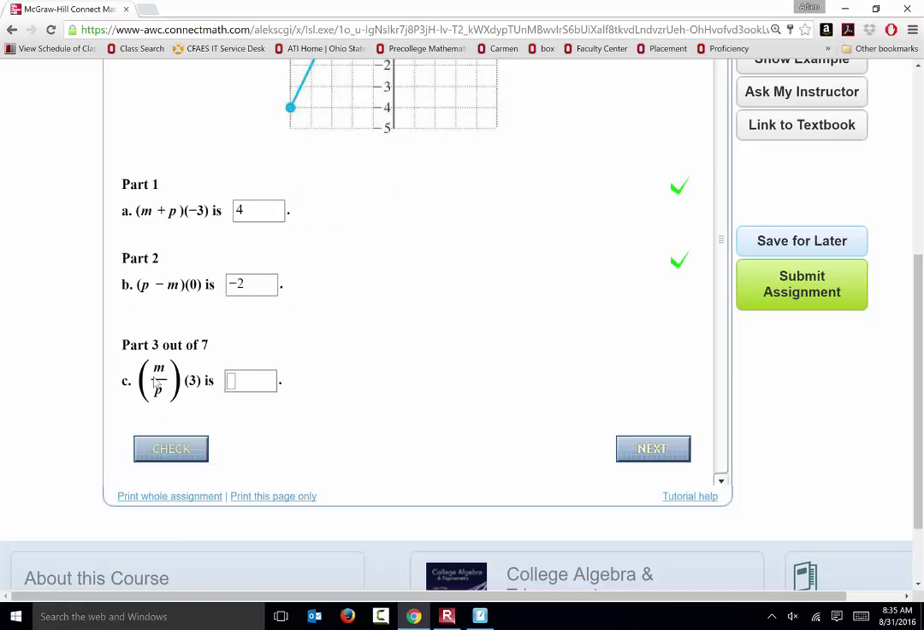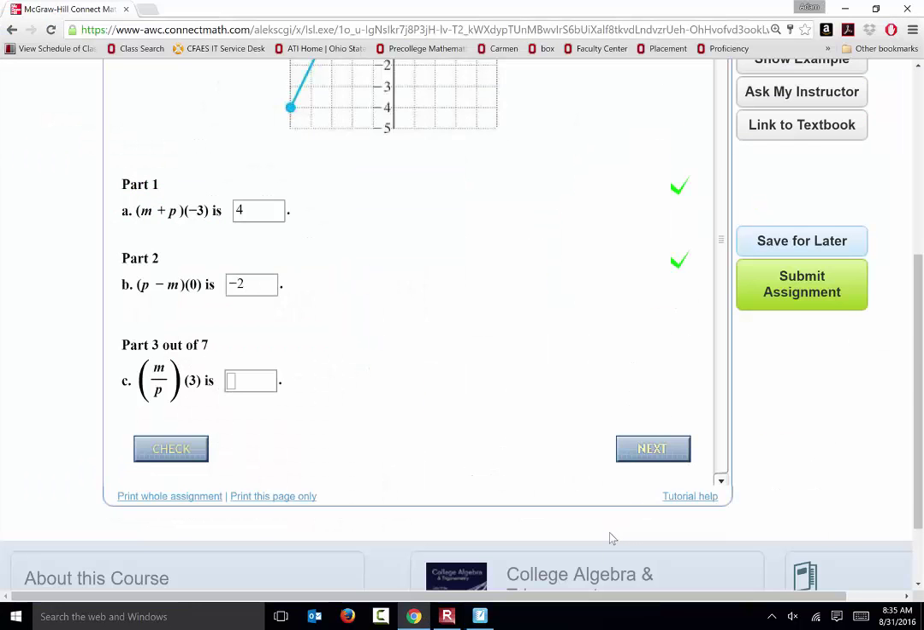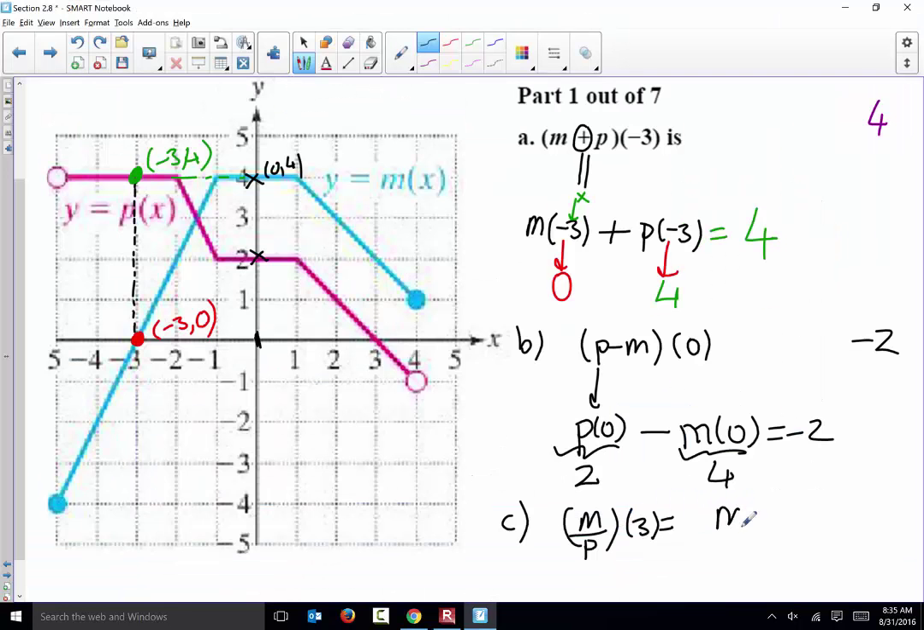We have division of M and P at 3. Order matters though. Check out who is on the top and who is on the bottom. Don't do P over M. M over P. So that means we're going to compute M of 3 and P of 3 and look at their ratio. Interesting. Any answers?